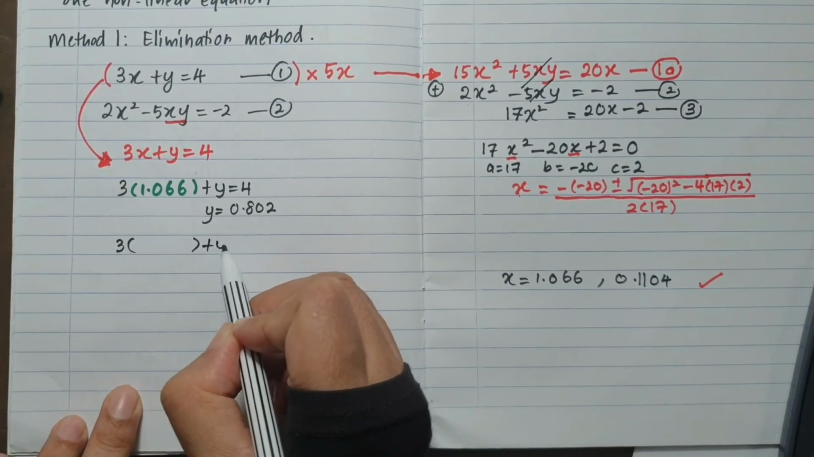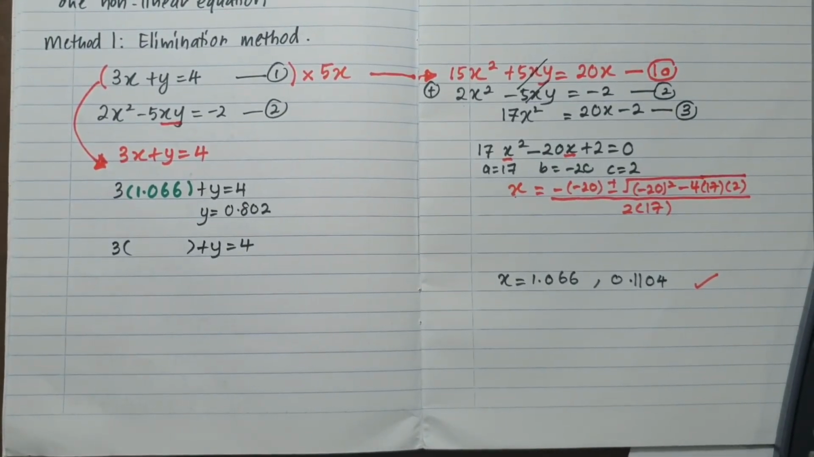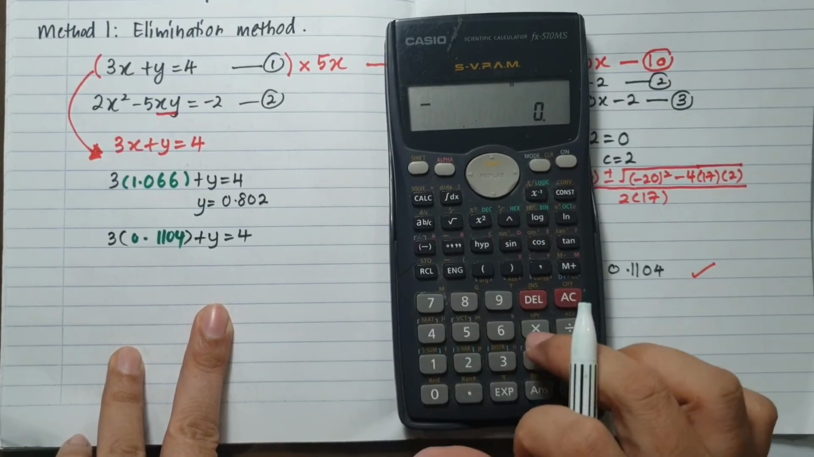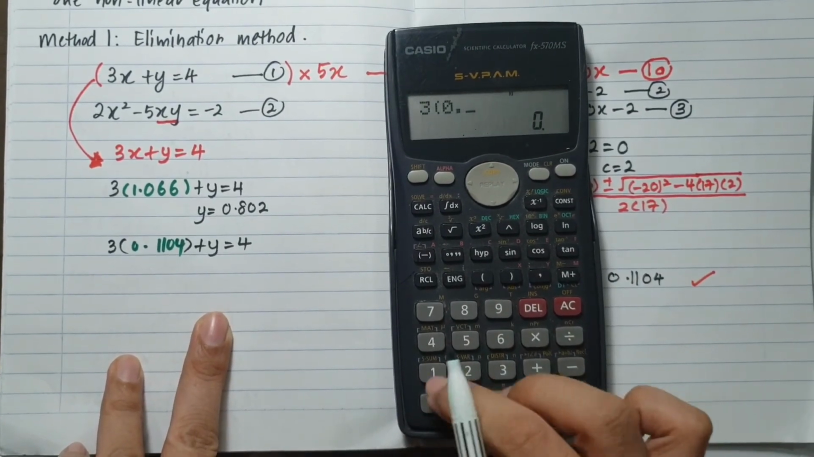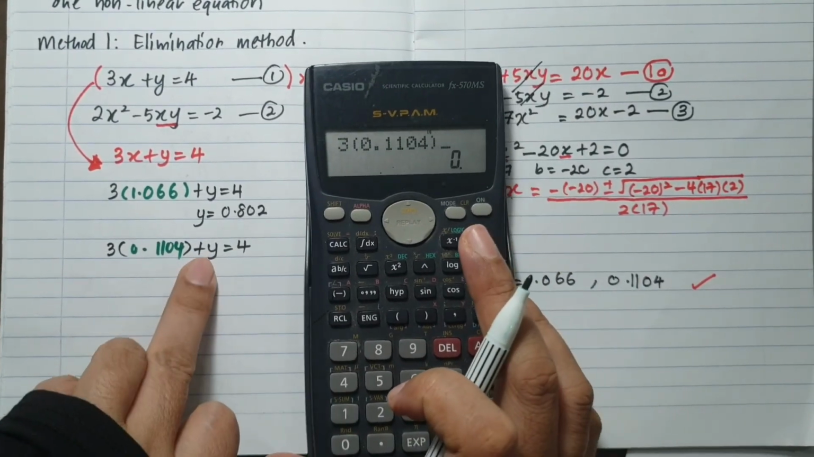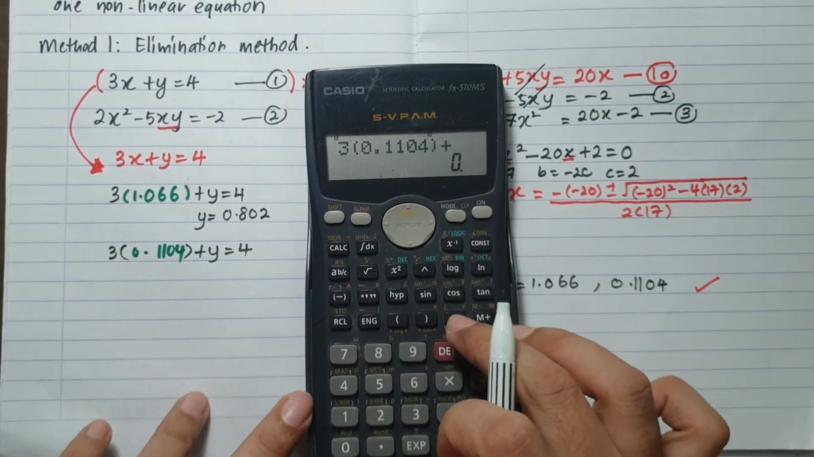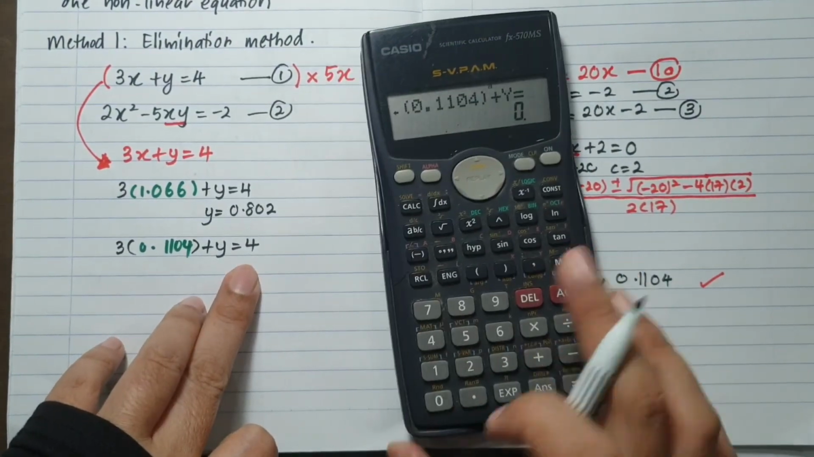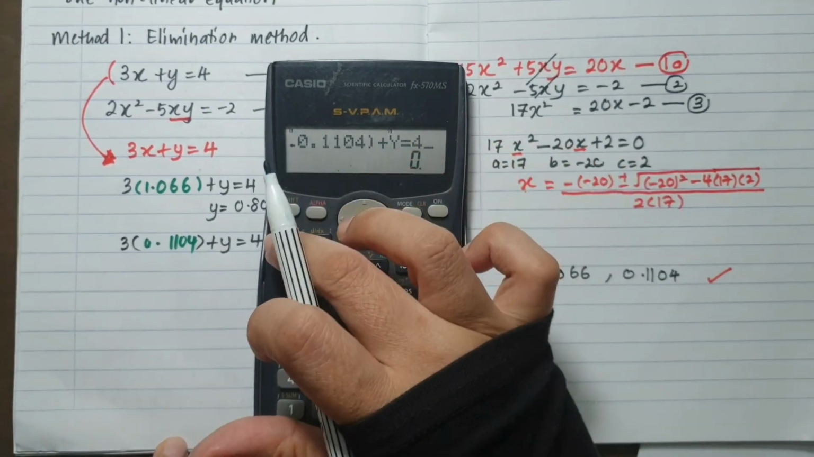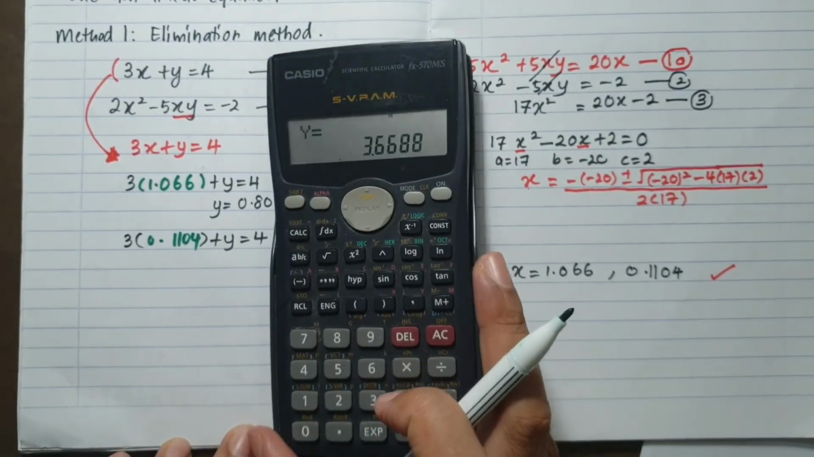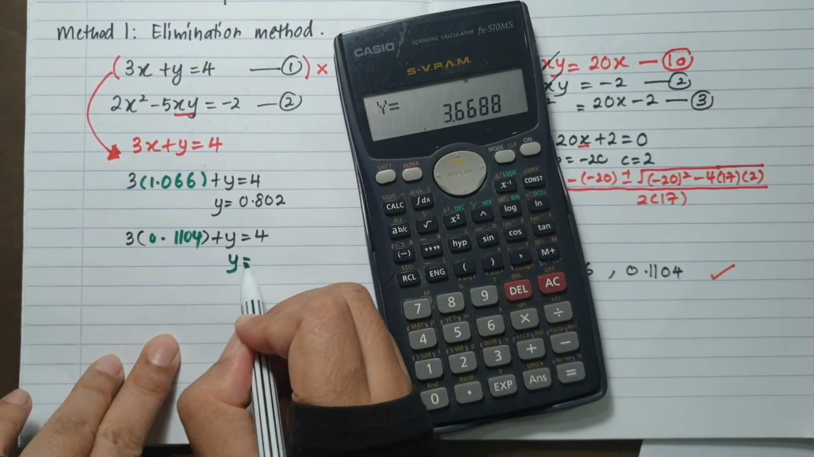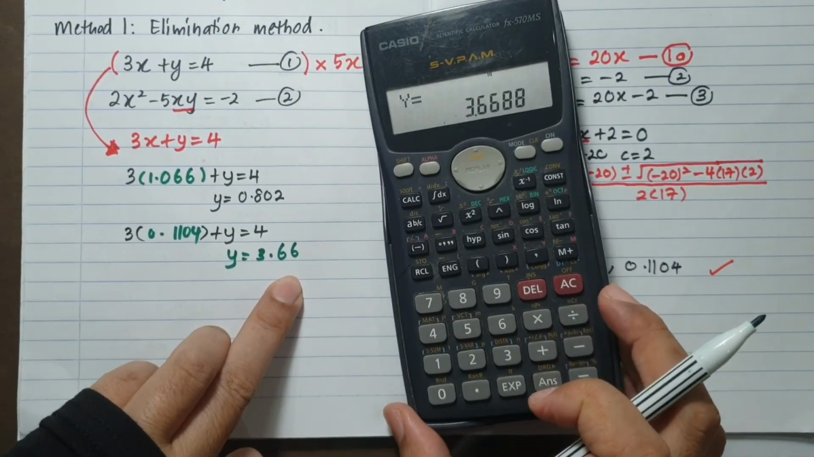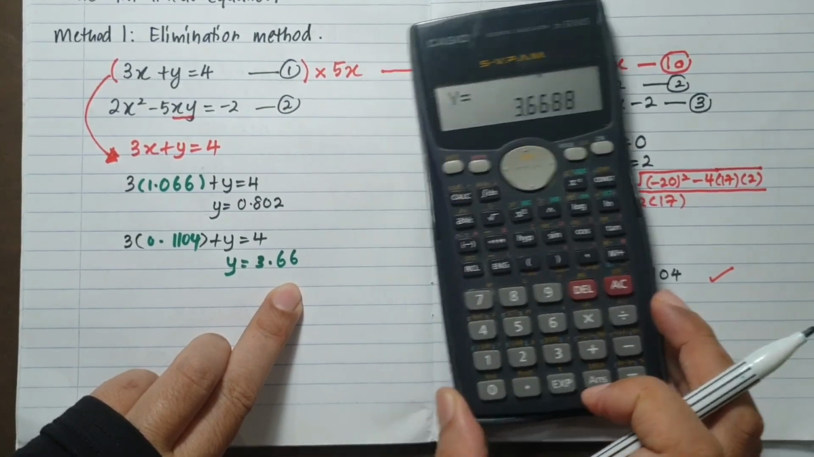So 3 times, key in 0.1104. 3 times, open bracket 0.1104 close bracket. You want to write plus y, plus alpha comma, equal sign. How to get the equal sign? Alpha calculate. You have the equal sign here, 4. And how to get your final answer? Shift solve, shift calculate 2 times. Okay, your final answer is 3.668. So you can take 3.669.